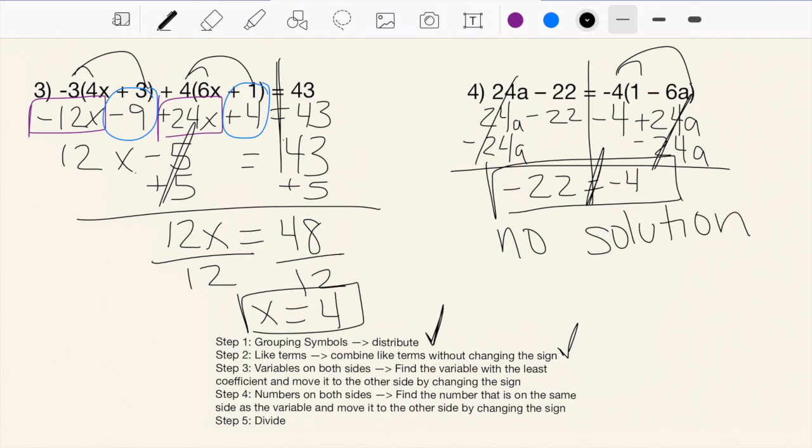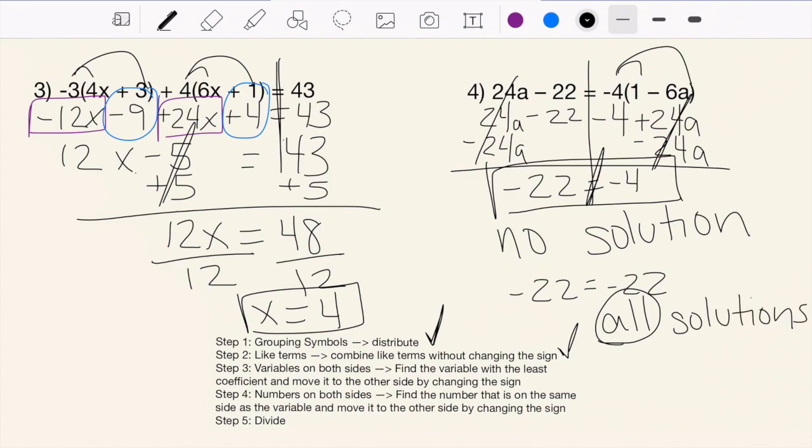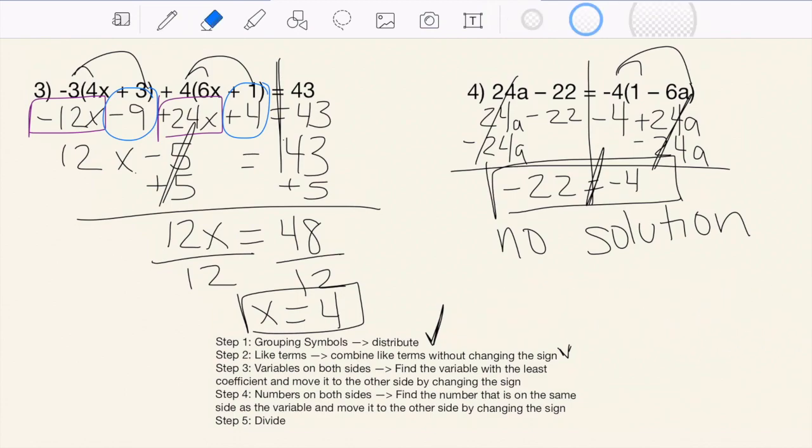Now, if it were to say negative 22 equals negative 22, then it would be all solutions, meaning no matter what you plugged in for x, it would be the answer. But that's not what we see here. We see negative 22 equals negative 4, which is not true. So our answer is going to be no solution.